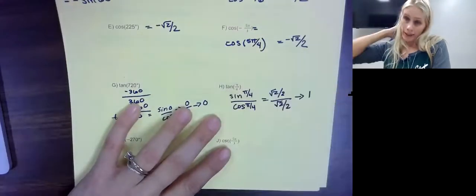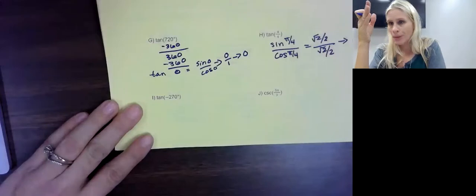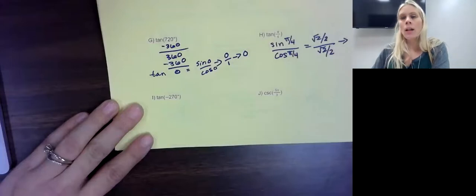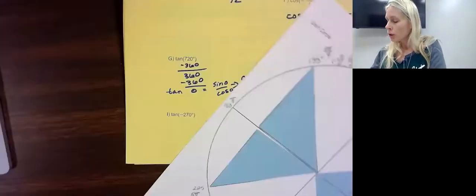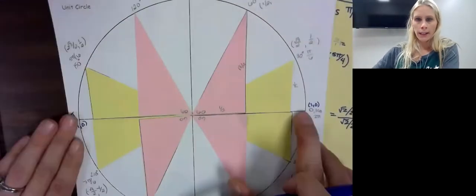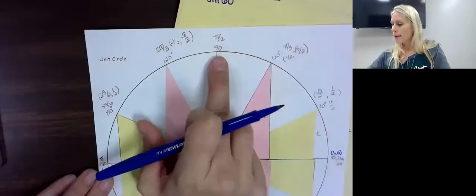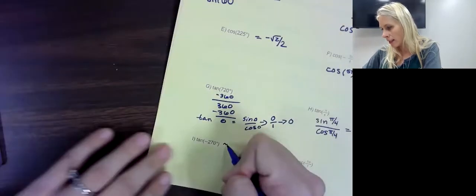Perfect. Okay, this one's getting a little bit trickier, right? Because we didn't do a symmetry with tangent. So don't go the symmetry route. We're going to go backwards 270 degrees. And again, I say backwards, but I really mean clockwise. Okay, start at 0. So I go negative 90, negative 180, negative 270. So negative 270 is the same thing as 90. Okay, so we're really looking at tangent 90.